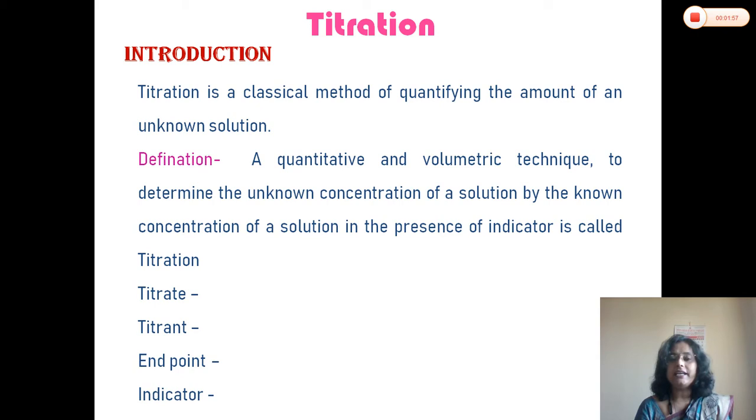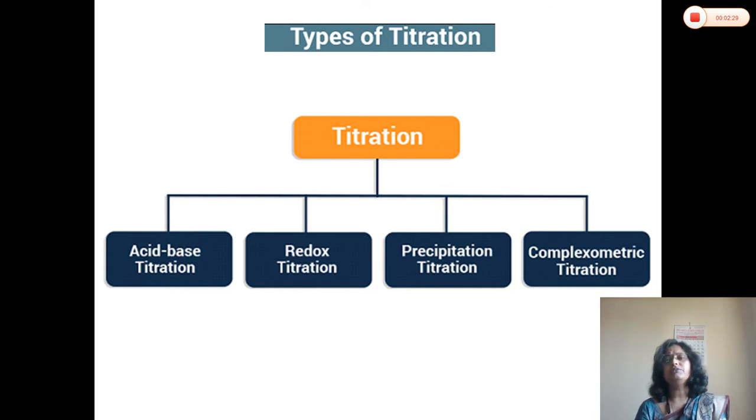Next one is the indicator. What is the indicator? Indicator is the substance which will tell us about the completion of the reaction. At the completion of the reaction, a color change is observed, and that color change is due to the presence of the indicator in the solution. And what is the endpoint? Endpoint is the point at which the color change is observed, which indicates the completion of the reaction. So this is all about the introduction of the titration.